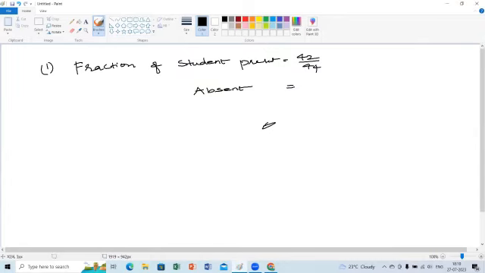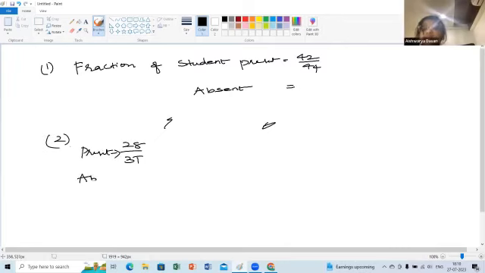How many are present, you said? 28. My question is, what fraction are present? Ma'am, 28 by 31. 28 by 31. This is present, right? What fraction is absent? Ma'am, 3 by 31. 3 by 31.